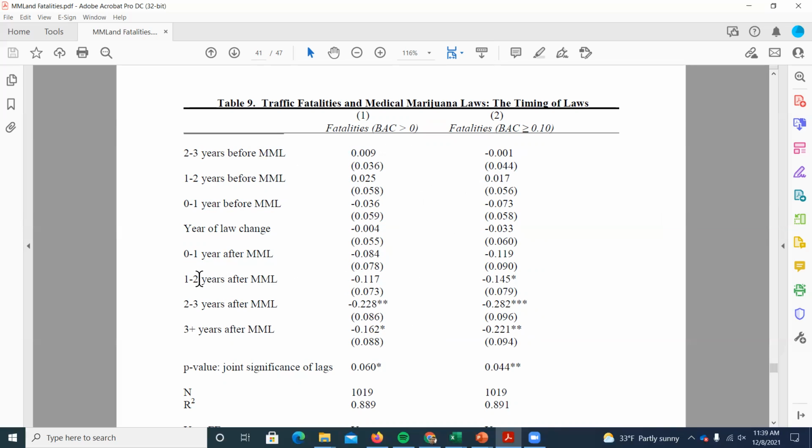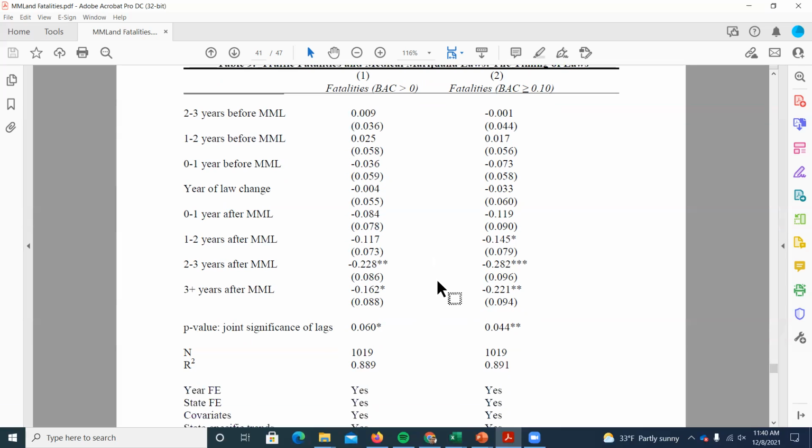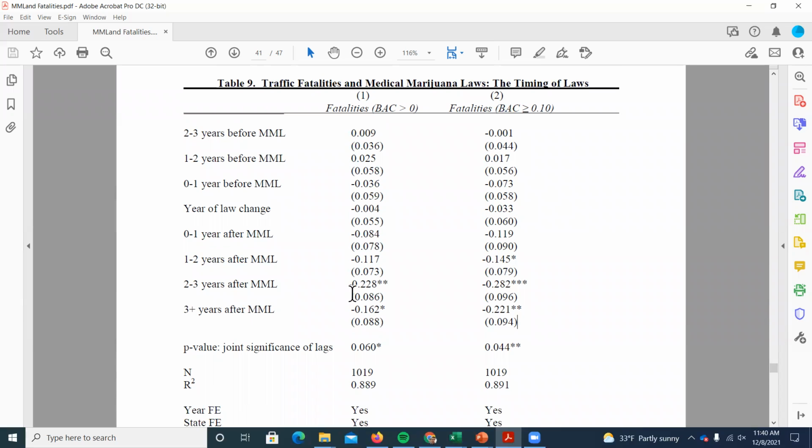And what you'll notice is even at like 0 to 1 or 1 to 2, we start to pick up some significance, but really the results are being driven by once that medical marijuana has been legalized for 2 to 3 or 3+ years, that's where the reduction is really happening. Once people have access to it and are actually taking advantage of the law, then we really start to see these traffic fatalities decrease. Okay. And notice here, the effects are significantly larger for these extreme blood alcohol content measures as opposed to just any blood alcohol content.